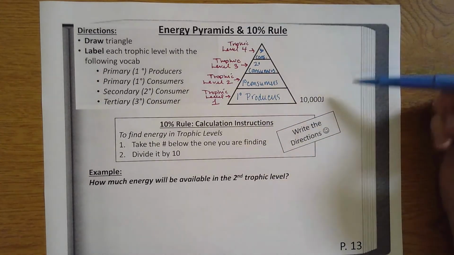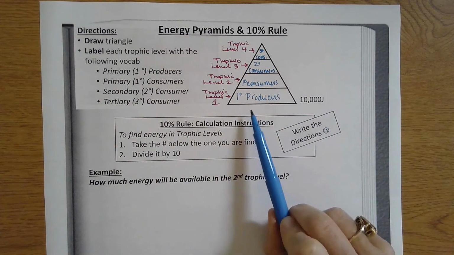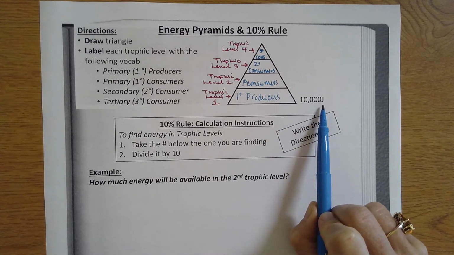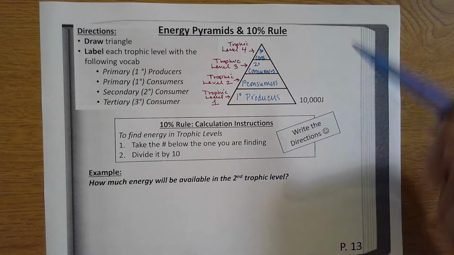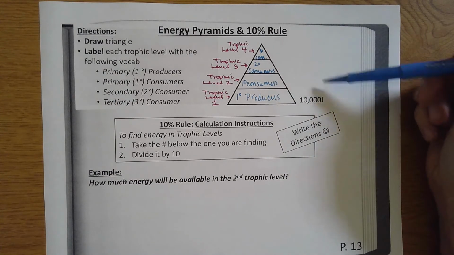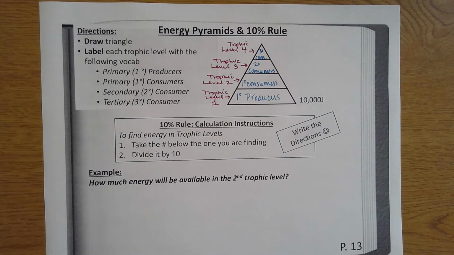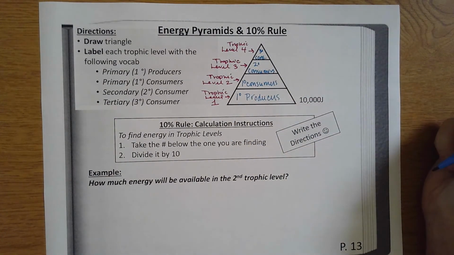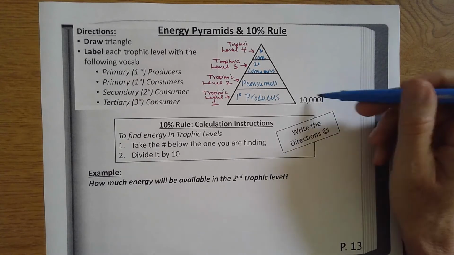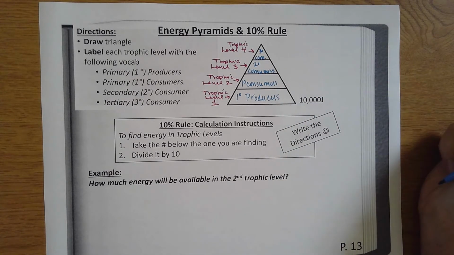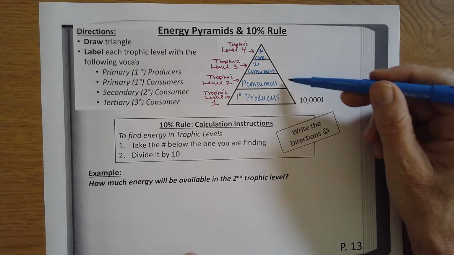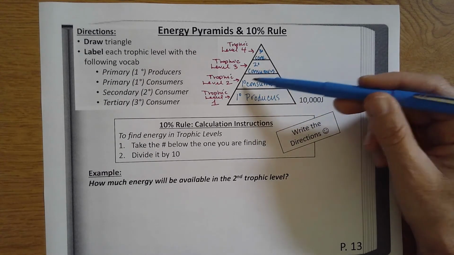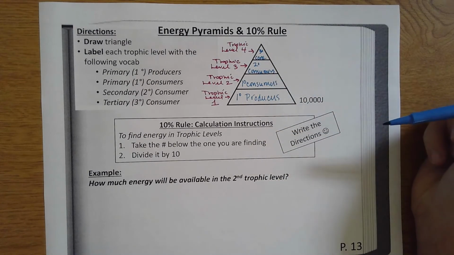In energy pyramids, they're going to give you an amount of energy that is available, usually at the producer level. Here it is 10,000 J, which stands for joules, which is a measurement of energy. And the 10% rule states that only 10% of the energy at the lower levels moves to the higher level. So we want to find out what 10% of 10,000 is in order to figure out how much energy would be available at the second trophic level, or the primary consumer level, and so forth.